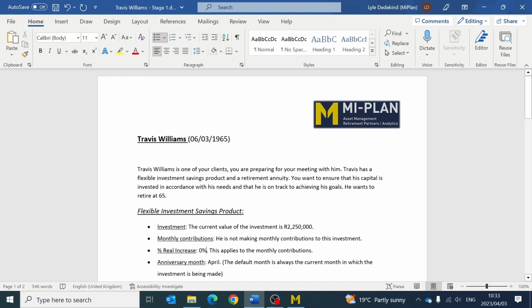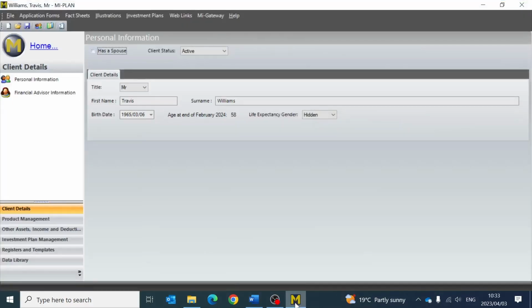So his date of birth is 6 March 1965. Right, so there we go. First name Travis, surname Williams, date of birth 1965, 0306. So MiPlan makes automatic backups every 5 minutes, but you first need to save your client for the first time.